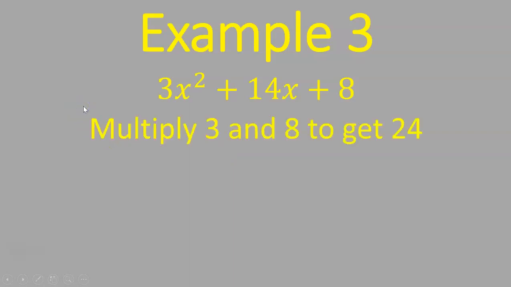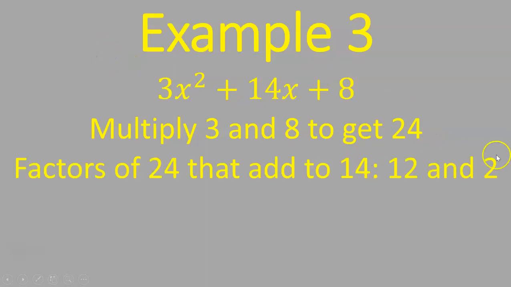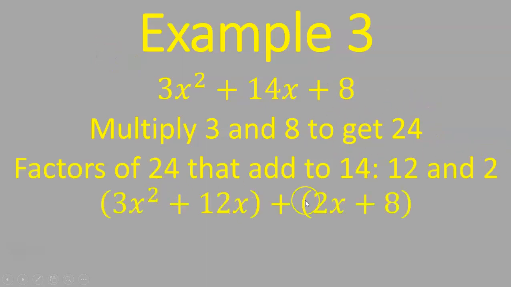We'll do this one more efficiently. So again, you might want to pause and try it. 3x squared plus 14x plus 8. This time we're not even going to show the setup. We know we have to multiply 3 and 8 to get 24. What are factors of 24 that add to 14? Those are 12 and 2. So notice the setup. Again, this one's a little quicker. Pause if you need to. Ask yourself what comes out.